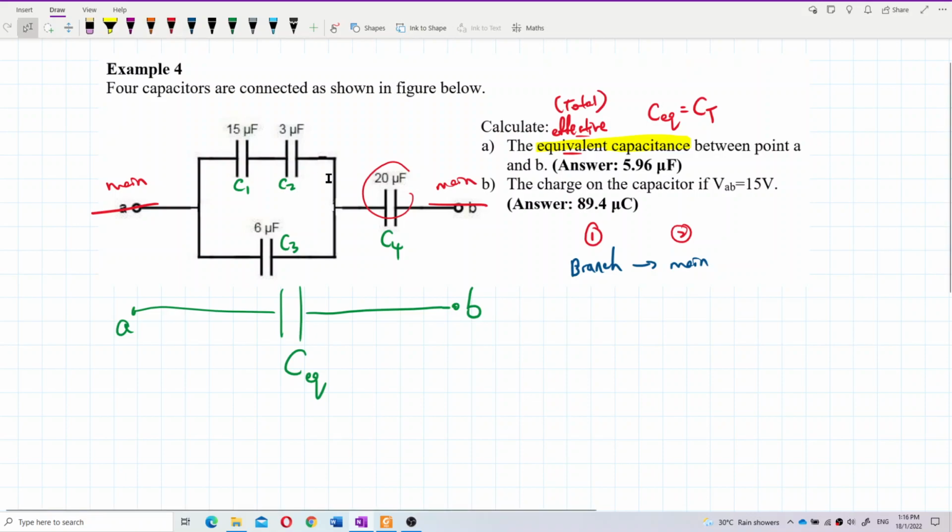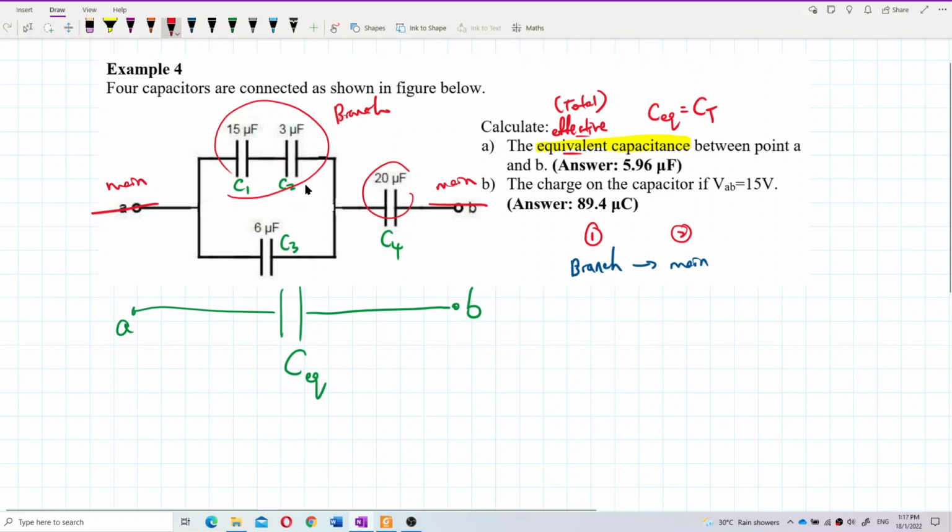The 20 microfarad capacitor is in the main circuit. And where is our branch? Our branch is this one. So we always combine C1 and C2 first. We don't directly combine C1, C2 with C4, because C4 is in the main circuit. We always work from the branch first.